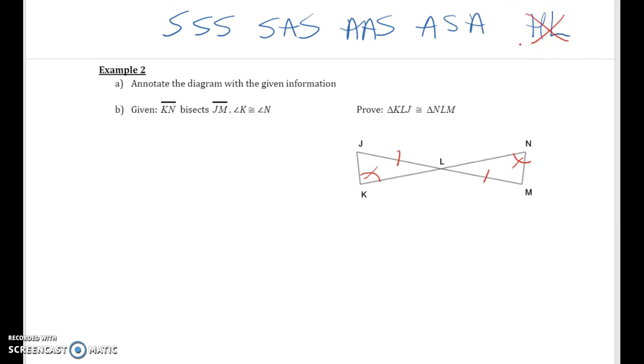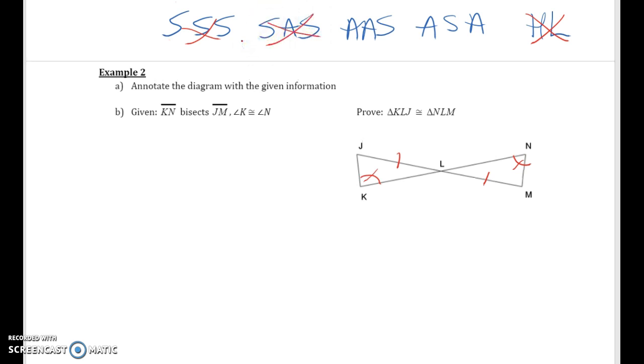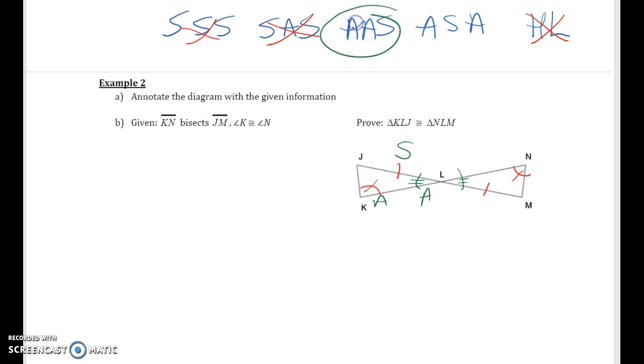Again, I can't make any assumptions about the diagram, so side, side, side is out because they didn't tell us anything about any of the other sides, which means side, angle, side is also out because, again, we know nothing about the other sides. We only have one side. So I'm looking at this diagram, which means I need another angle in order to use either of these two, and I notice that I have vertical angles here, and so this is angle, angle, side. So that is the method that we are going to use.